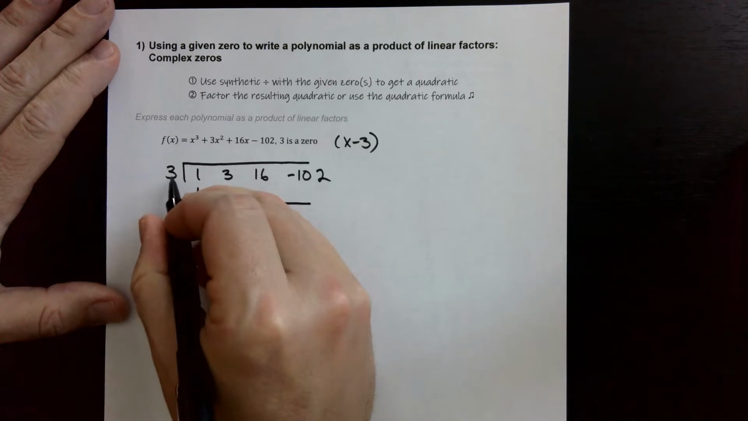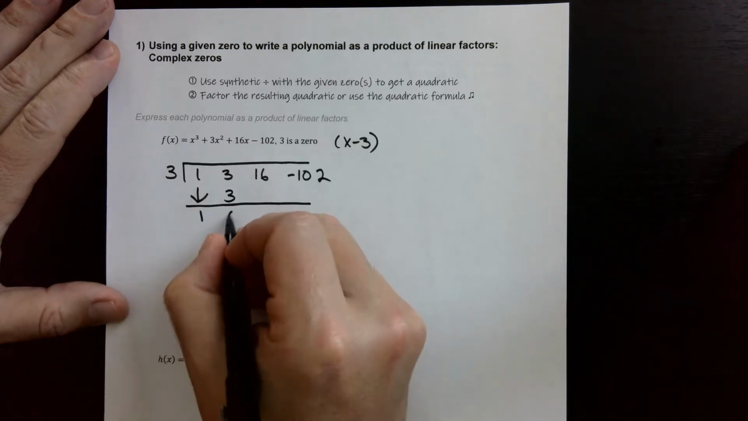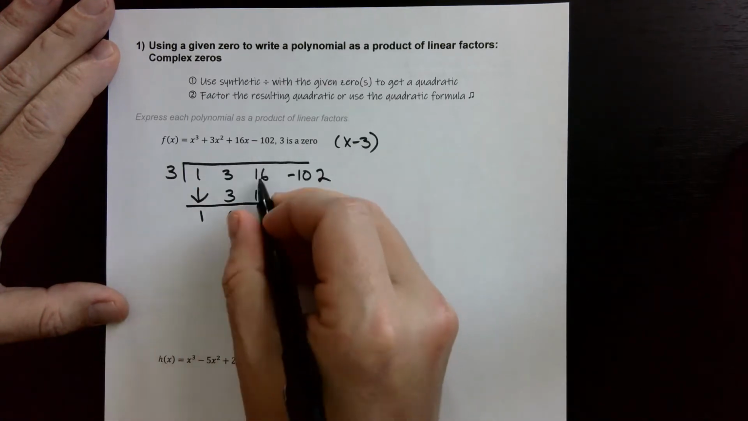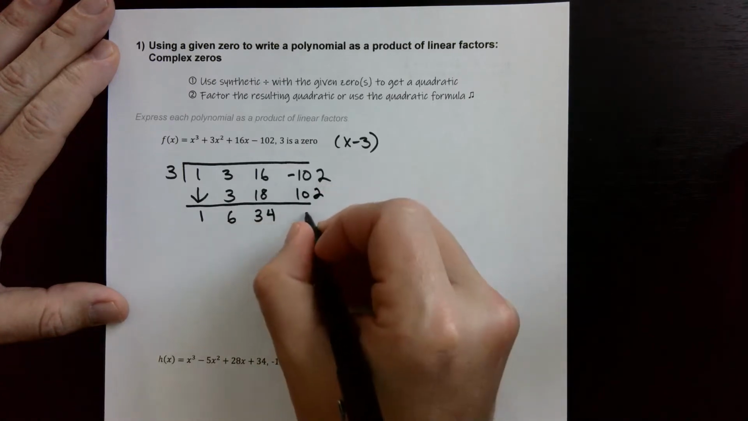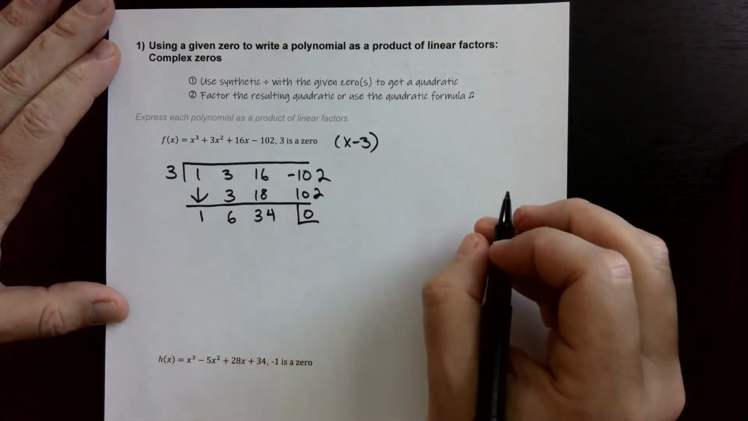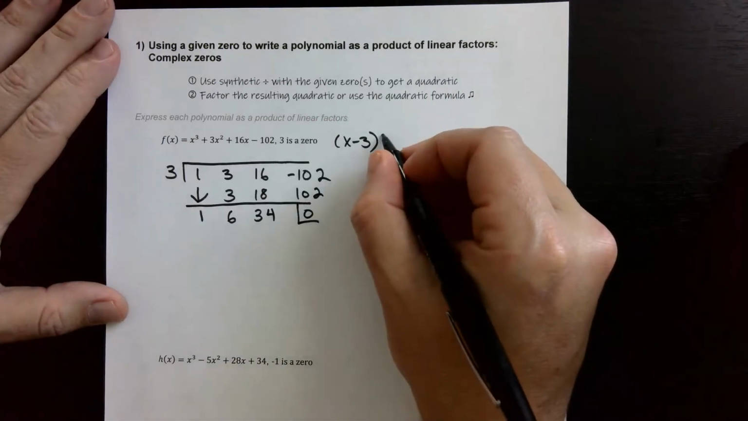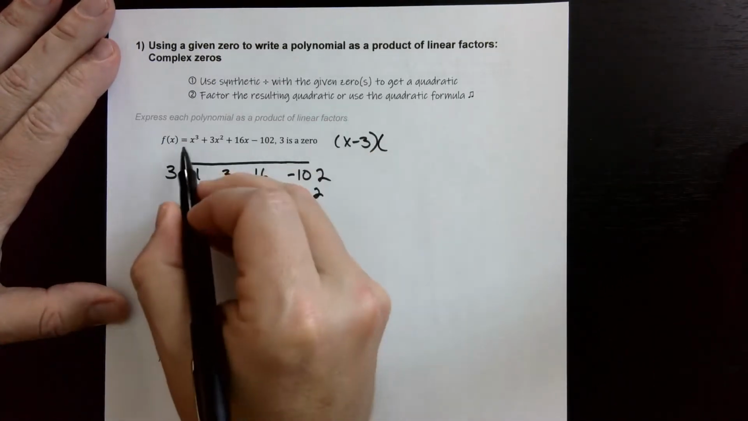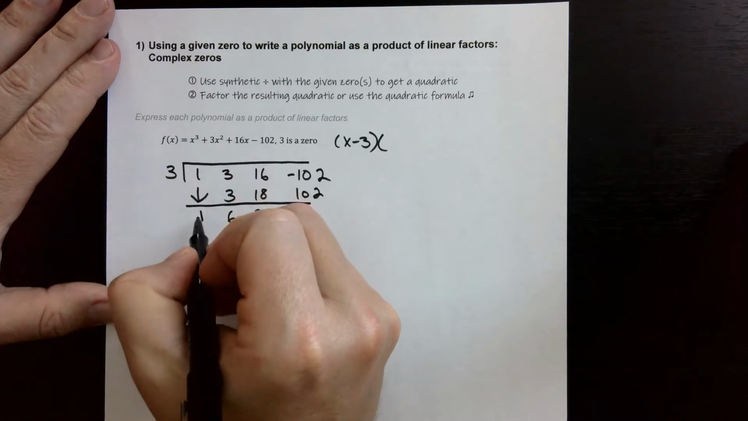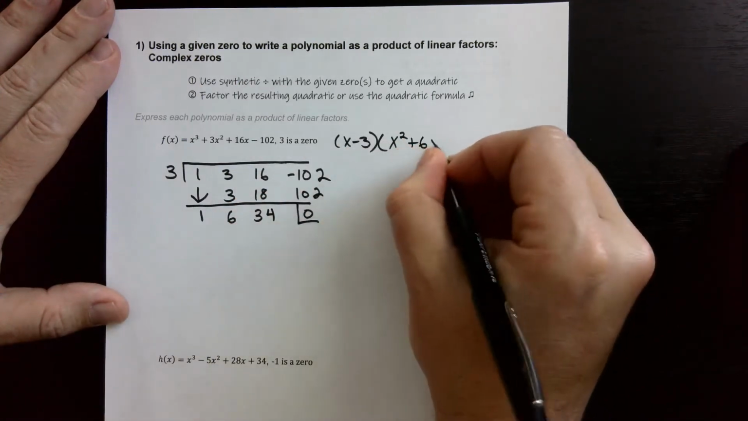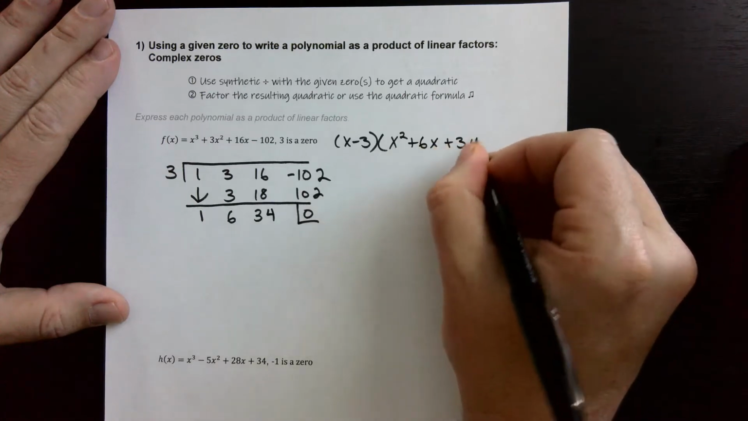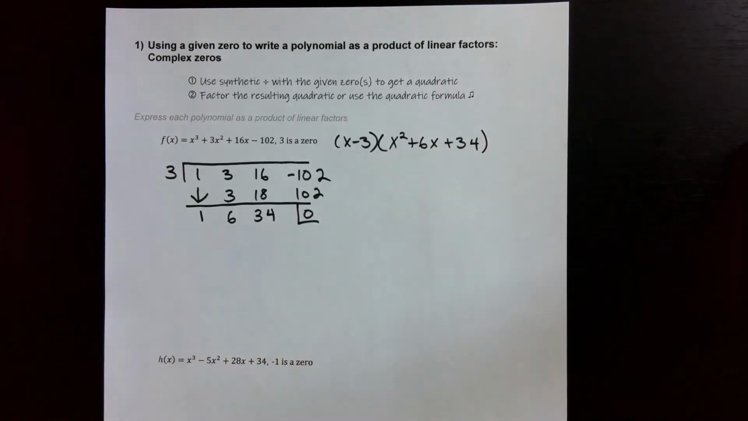So we drop the 1, multiply, add, multiply, add, multiply, add, and we do get 0. Okay, so the resulting quadratic is going to be 1 degree less than this, so 1x squared, or just x squared, plus 6x, plus 34. Okay, so that's f of x.